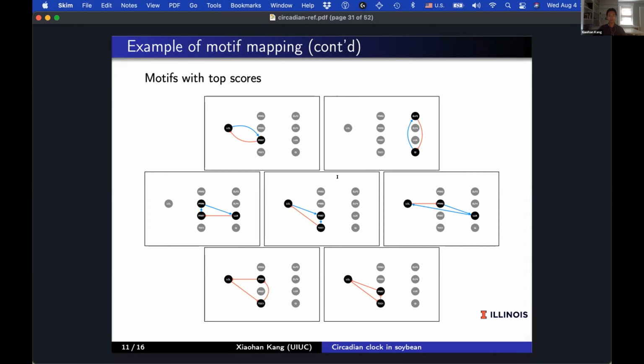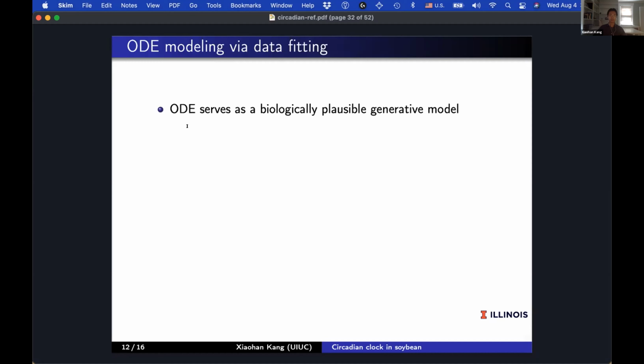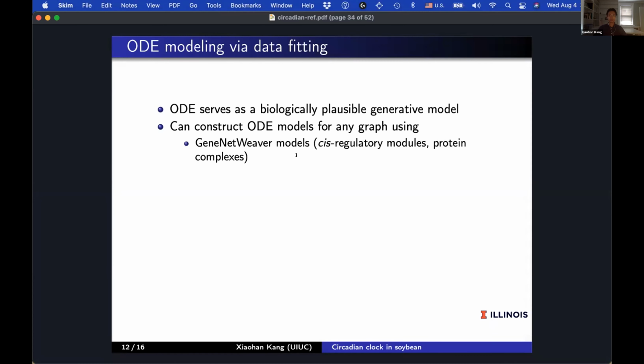in the clock network. And for the ODE modeling, we have just argued that it's hard to do ODE modeling because of the complexity. But ODE models are still valuable because they are more biologically plausible, and they are generative models that can be used to predict the expression levels. So given a graph, we can always construct ODE models using some of the popular models like the Goodwin-Weaver models or the more recent distributed delay models.